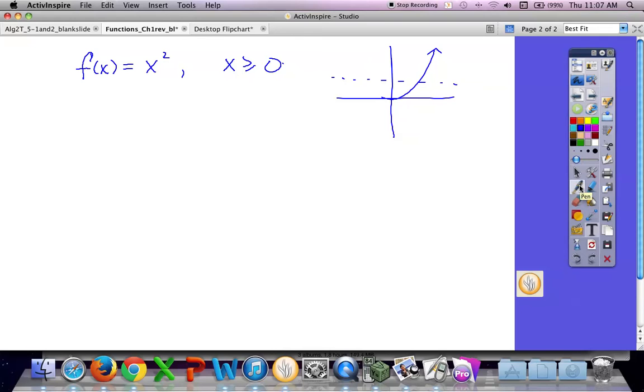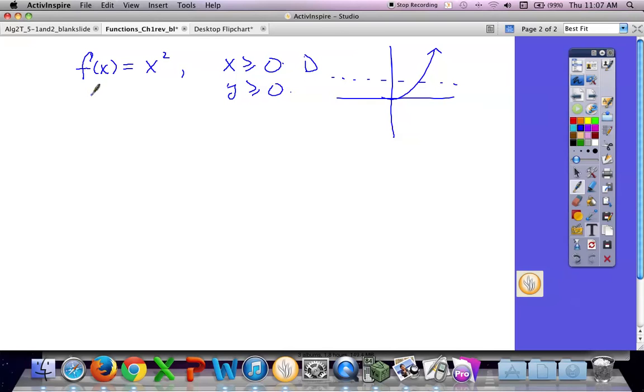Okay, just looking at half of the parabola, now it's always increasing. Now it passes the horizontal line test. So once we've got that into account, the domain is this. What is the range? Yeah, y greater than or equal to 0.